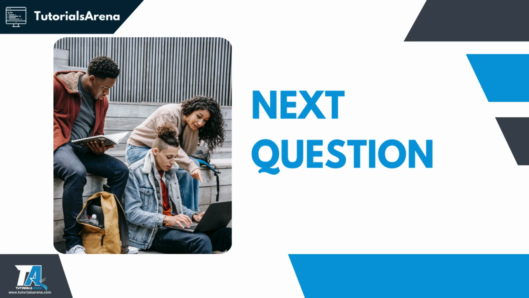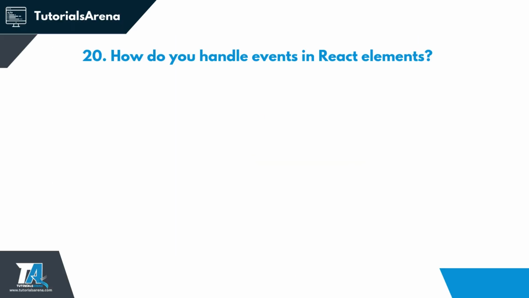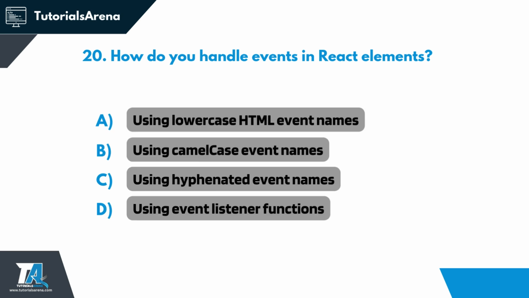Moving on to the next question. Question 20. How do you handle events in React elements? The options are option A, using lowercase HTML event names. Option B, using camelcase event names. Option C, using hyphenated event names. Option D, using event listener functions. The correct answer is option B, using camelcase event names.